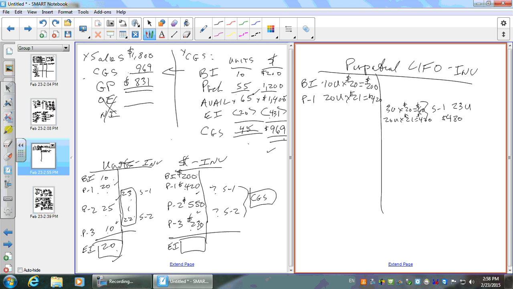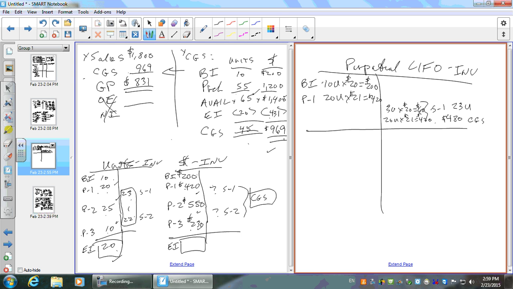$480. Is that right? Yeah. 480 is 60 and 420, right? Debit what? Debit cost of goods sold. Credit what? Inventory. Fantastic. So that's the 480 cost of goods sold. We just calculated the journal entry.